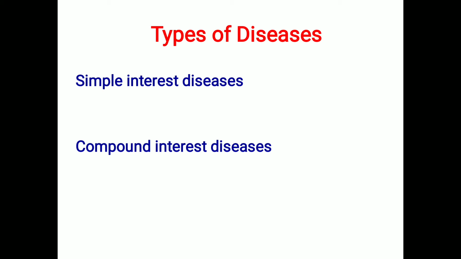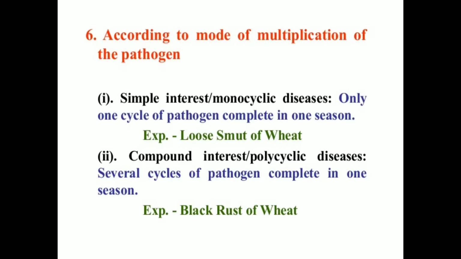Next, the pathogens of simple interest diseases are transferred only a short distance, with the help of, for example, water. In compound interest disease, the pathogens are transferred over a long distance with the help of, for example, air or wind.